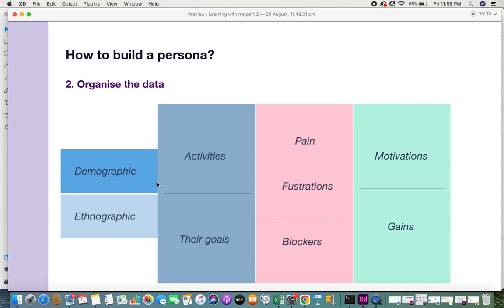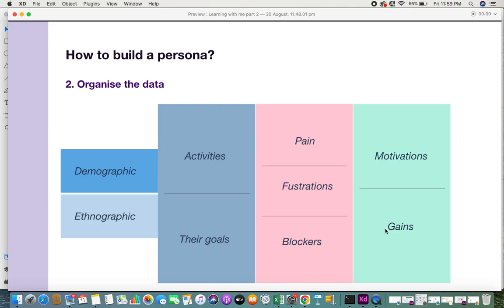The second step is to organize the data. Once you have the data, organize it into different segments, and these are some of the segments into which you can organize it. You can find out the different demographic information that's coming out from the data, the ethnographic information, the different activities of people, their goals, pains, frustrations, blockers, motivations, and the gains that they are expecting. All these are different things that you can consider and segment out the data that you have in hand.